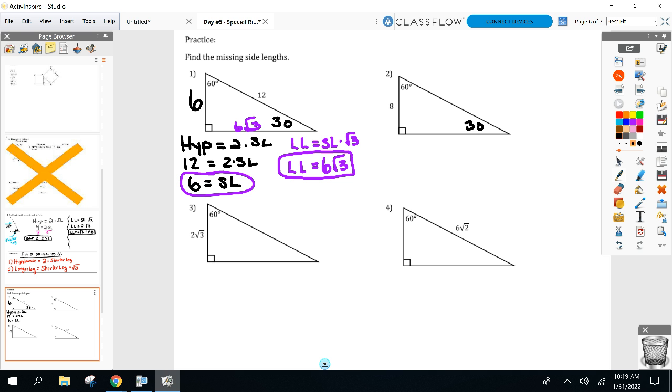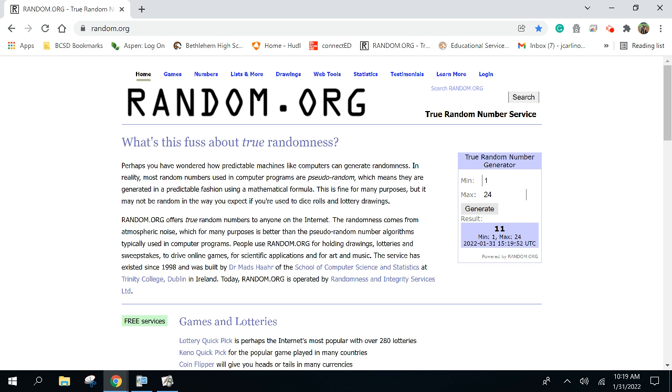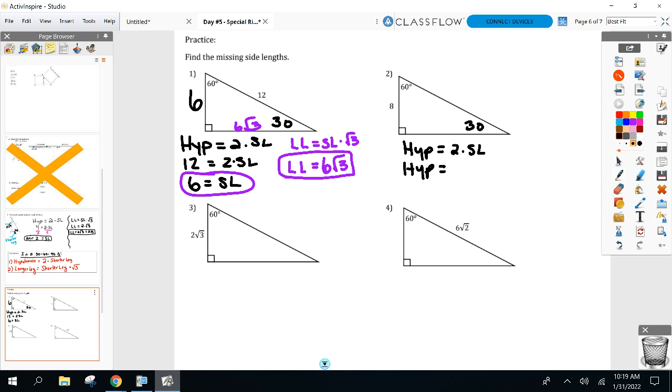Now I could use either rule, right? Because both rules have shorter leg in them. So I'll do hypotenuse equals 2 times shorter leg. I could have used either one first because both involve the shorter leg. Plug in the shorter leg and tell me what the hypotenuse is here. 8 times 2, 16. I'll even do that: 2 times 8, hypotenuse equals 16.